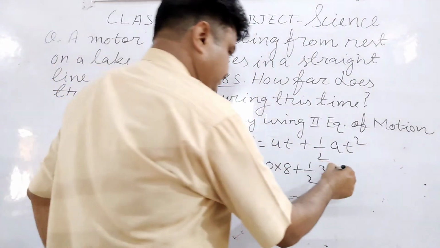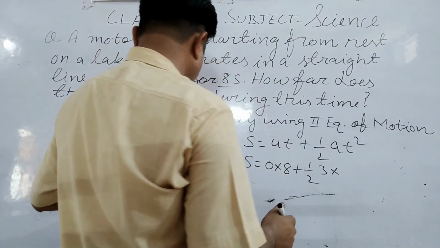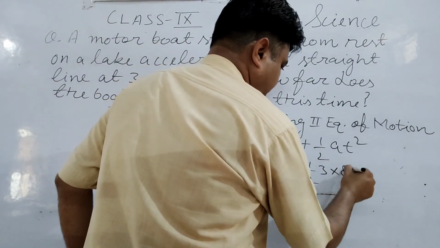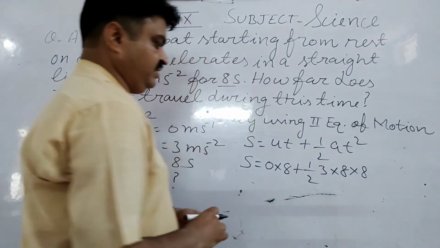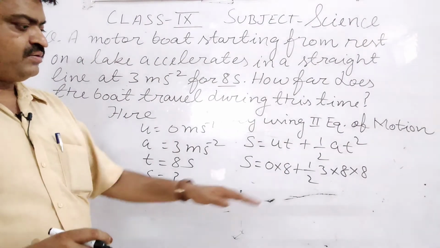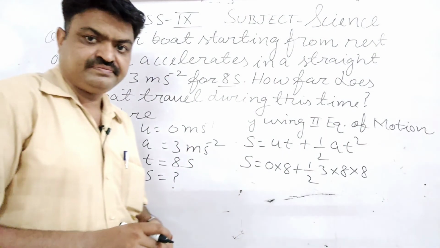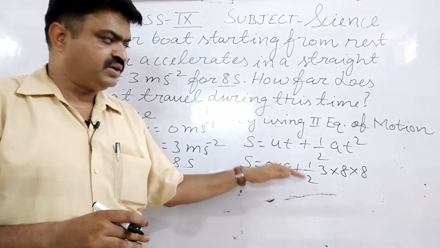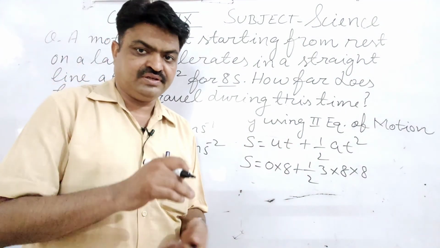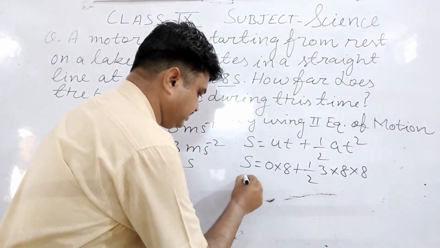Time is 8 seconds, so 8 multiplied by 8 you will write here. So these are the quantities that were given in the question. Now we have put all these quantities in the equation of motion. Now easily we will get the answer.